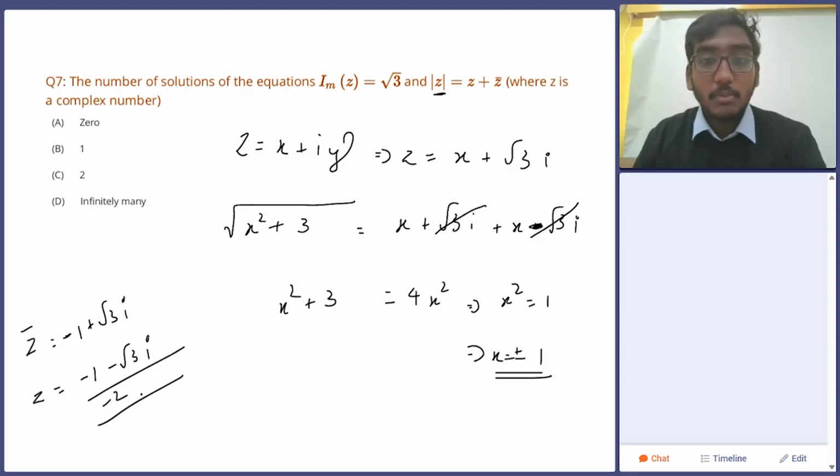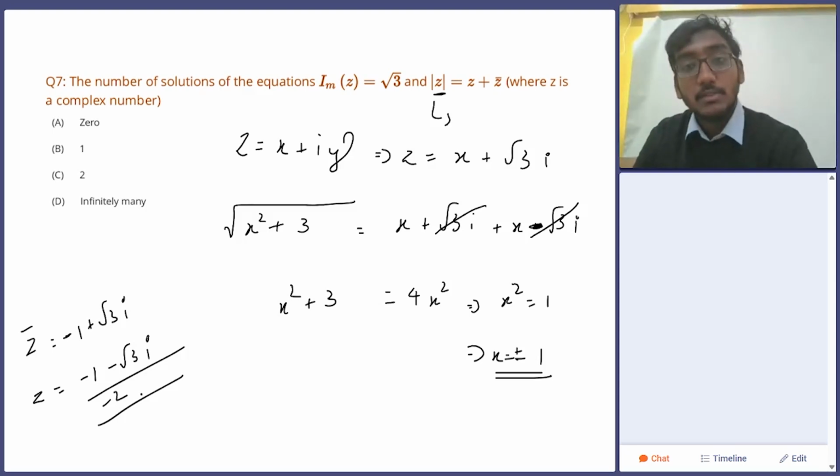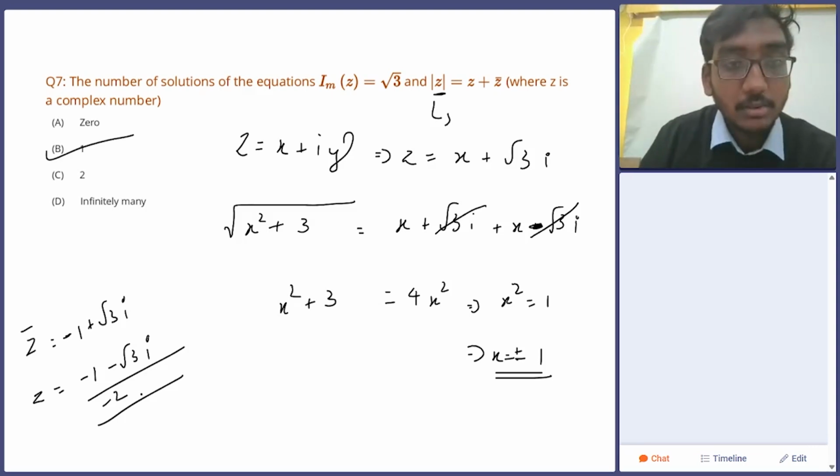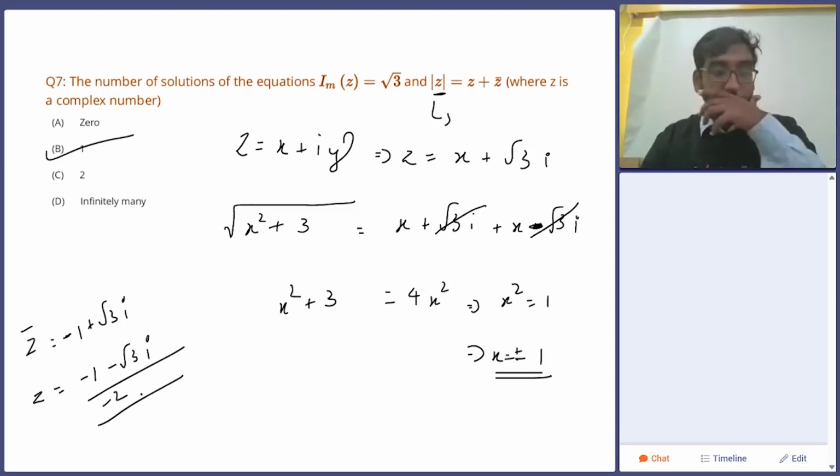Right. So this is however positive. So this x is equal to minus 1 solution cannot be considered. We have to take only x is equal to 1 solution. Because if you take x is equal to minus 1, mod z value will become negative now. So we consider only one solution. There is only one solution. Okay. It's not two solutions.